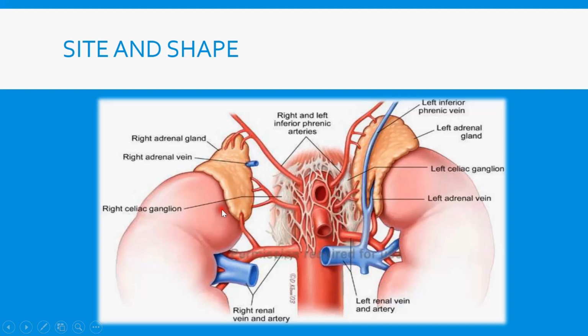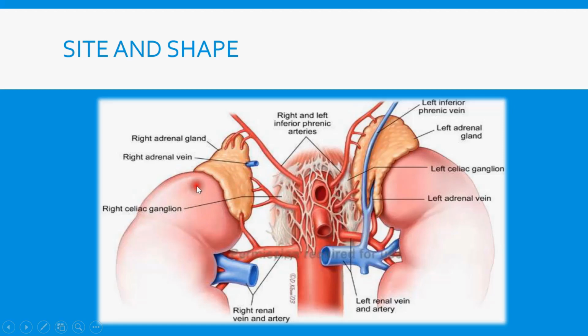The right gland is pyramidal in shape, having apex and base, three borders, anterior, medial, and lateral borders, and two surfaces, anterior and posterior, while the left gland is larger than the right and it's semilunar in shape, having two ends, superior and inferior ends, two borders, medial convex and lateral concave borders, and two surfaces, anterior and posterior.